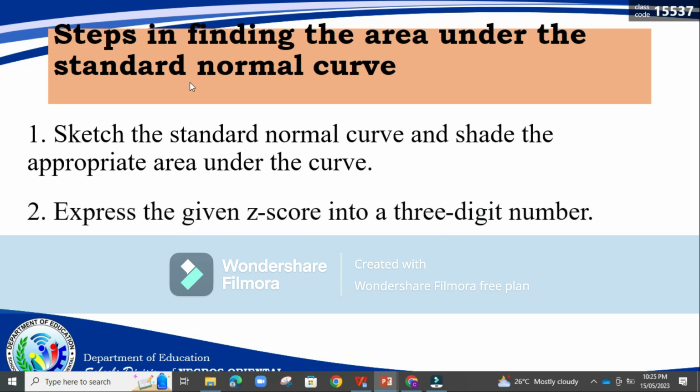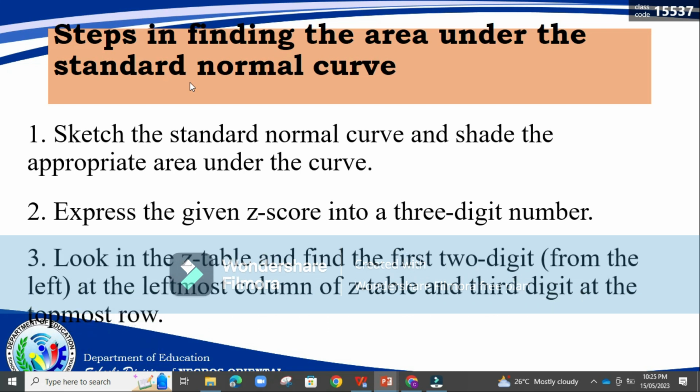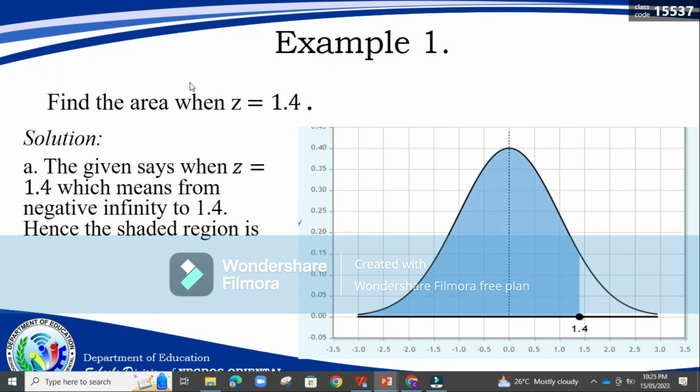Second, express the given Z score as a 3-digit number. Then look in the Z table and find the first 2 digits from the left at the leftmost column of the Z table, and the third digit at the topmost row. Let's have an example. Example 1: Find the area when Z is equal to 1.4.